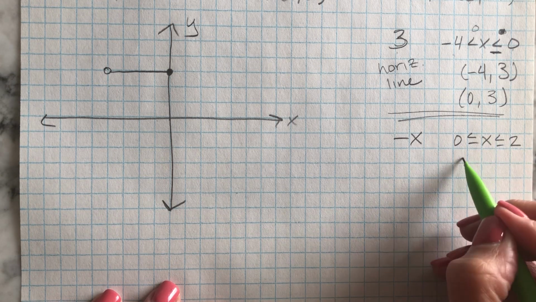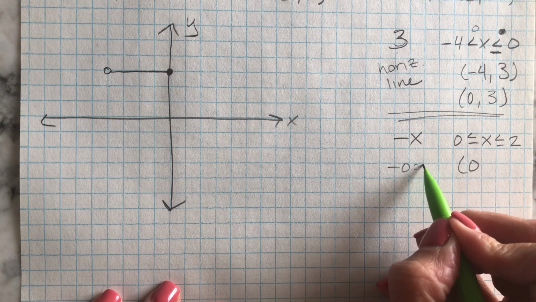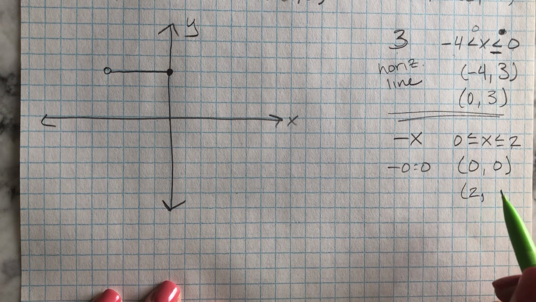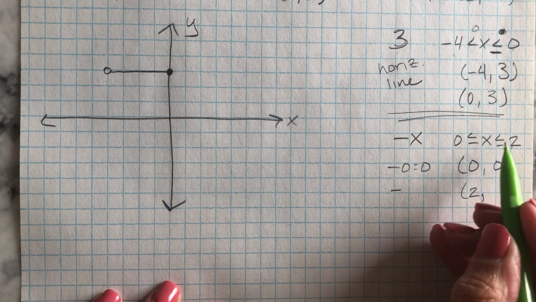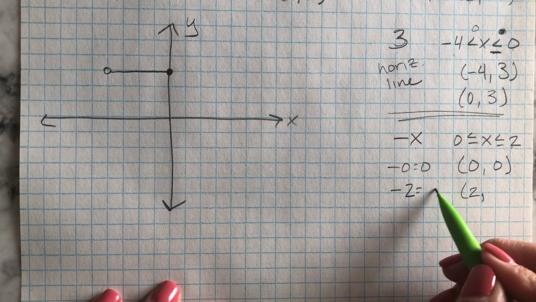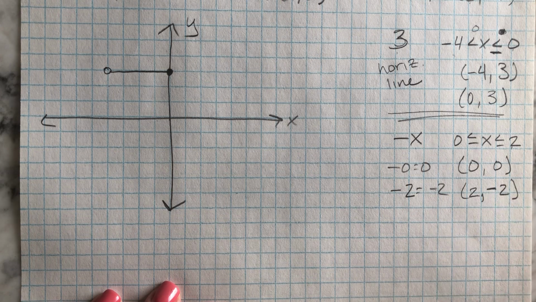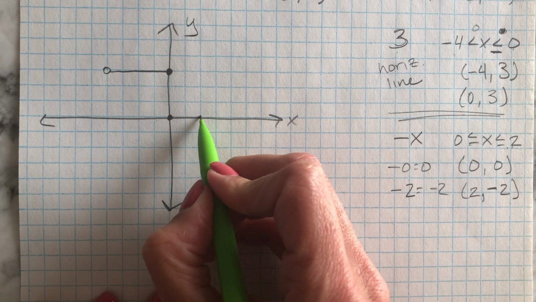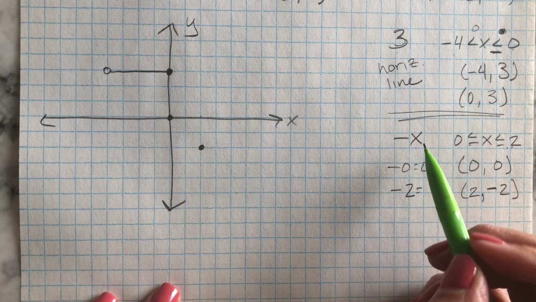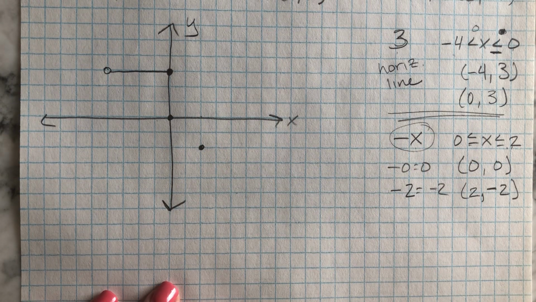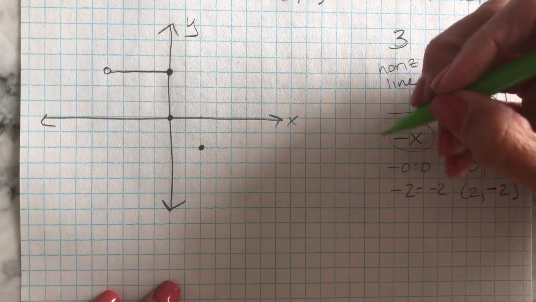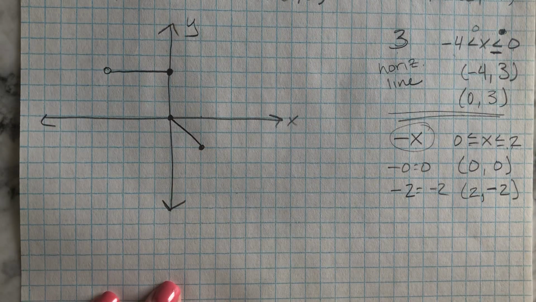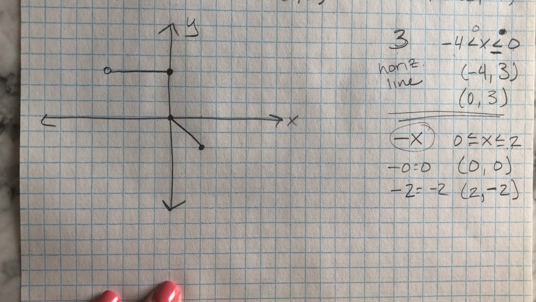So I'm going to plug in my 0 first. So -0 is just 0, so 0, 0. Then I'm going to plug in my 2. Plug it in here, so negative, plug in 2 for x, so that's just -2, so 2, -2, both closed. 0, 0, 2, -2. This is that y = mx plus b, it's just a straight line, the negative slope. There it is.